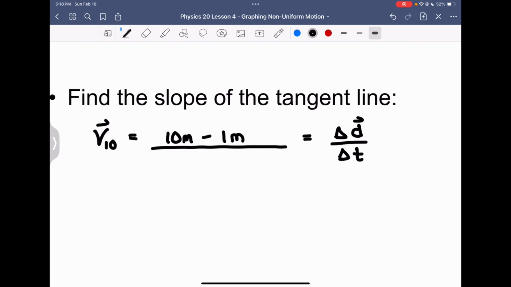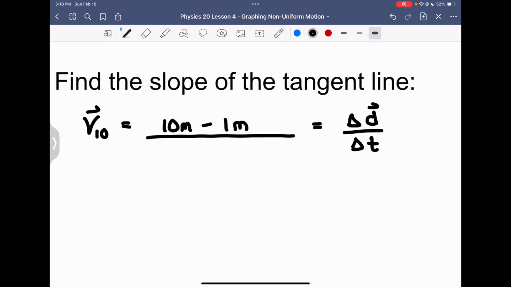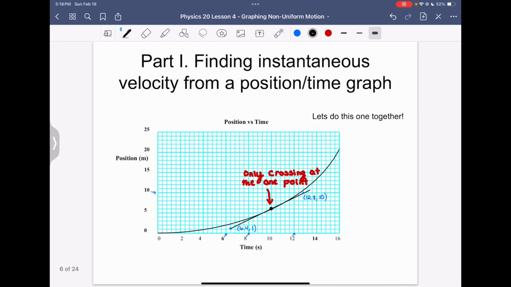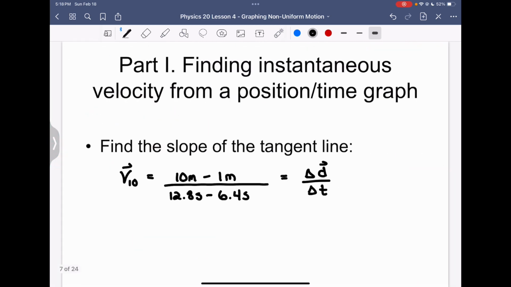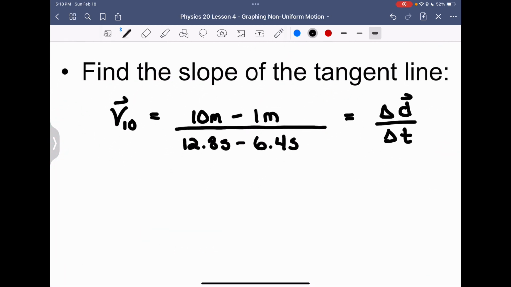Now I go back and say, okay, well, in terms of change in time, this is going to be 12.8 seconds minus 6.4 seconds. Now let's just make sure all these values are right on the previous page. So I go back here and I see, okay, we're at 10 seconds. We have a height of 10 on the second one. We have a height of 1 on our first point. We have 12.8 seconds on the one, 6.4 on the other. So now, if I go back here and do the calculation, let's just simplify this very slightly.